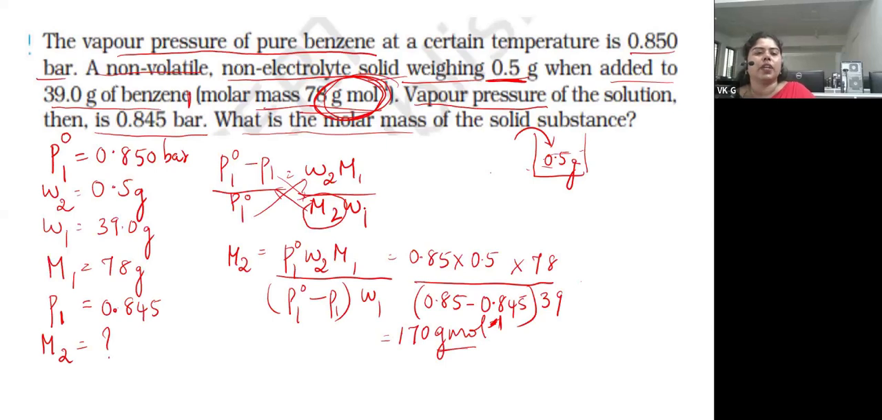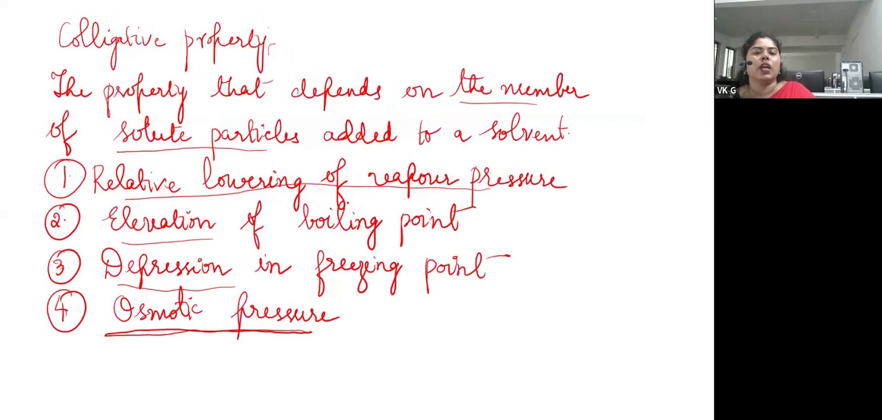Hope this is okay. Next we move on to the second colligative property, which is the elevation. See here, the first one is done: relative lowering of vapor pressure. The formula you should know: P1 naught minus P1 divided by P1 naught is equal to W2 M1 divided by M2 into W1. Very, very important.